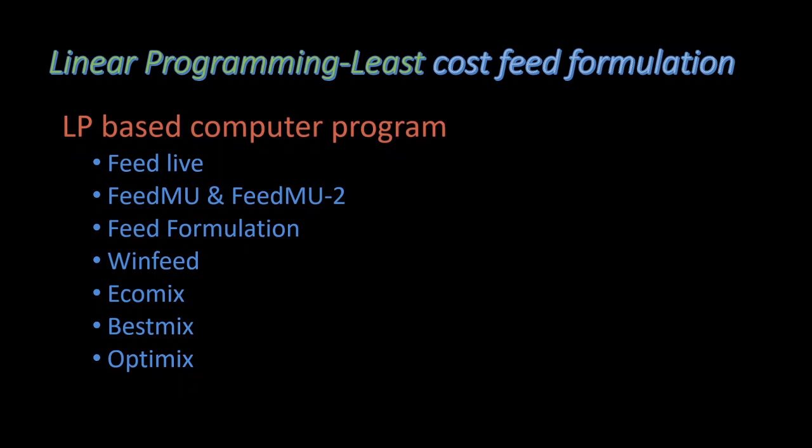So here is a list of different computer software available in the market based on linear programming. Examples are FeedLive, FeedMU, FeedMU2, Feed Formulation, WinFeed, EcoMix, BestMix, Optimix. All these are computer software based on linear programming.